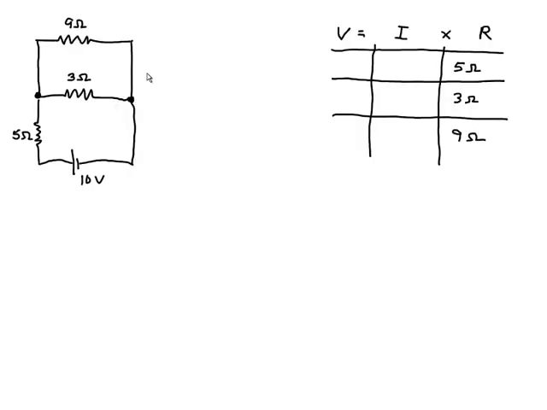Now, for example, problem number 18. This one is also a compound circuit. This time we have a resistor on the same branch as the battery, so we're going to have to analyze it slightly differently. But once we get the principles down, we can analyze any circuit.